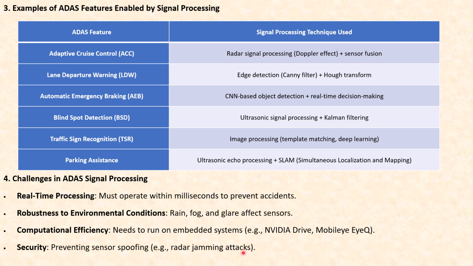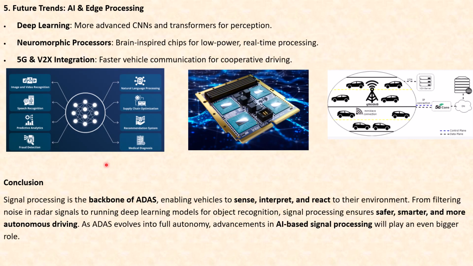Okay, so these are all the various types of challenges in ADAS signal processing. And when it comes to future trends, first is deep learning: more advanced CNNs and transformers for perception. To enhance the perception of ADAS, more advanced convolutional neural networks and transformers are making a foray into the automotive field. Next come neuromorphic processors, brain inspired chips for low power real time processing. These neuromorphic processors are inspired by the human brain, so that they can operate with better real time processing and with lower power.